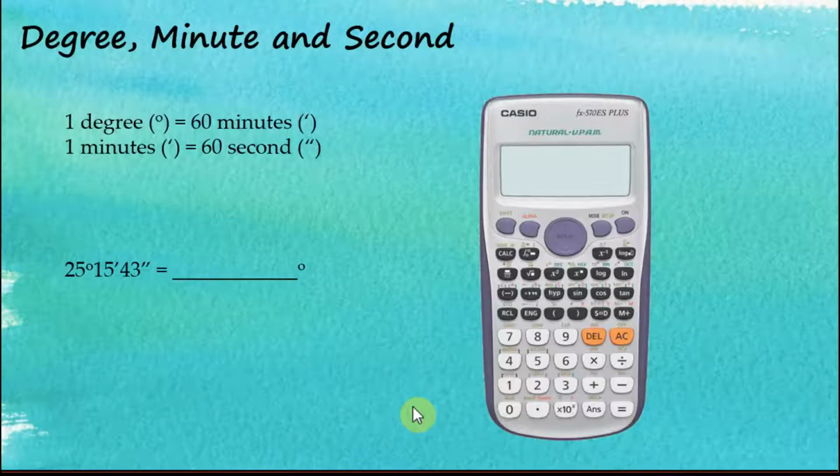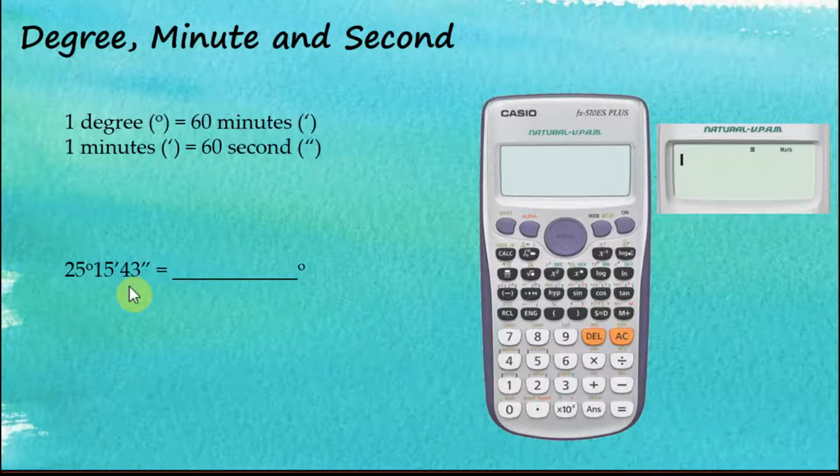Degree, minutes, and seconds. In this video, we are going to compare the units of angles in degree, minutes, and second to the units of time. You should realize that the units of angles are very similar to the units of time. 1 degree equals 60 minutes, 1 minute equals 60 seconds, and for time, 1 hour equals 60 minutes, and 1 minute equals 60 seconds. So this is similar, okay?